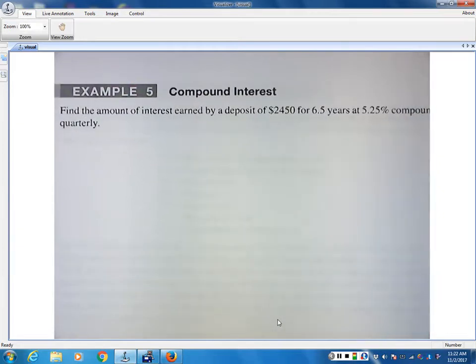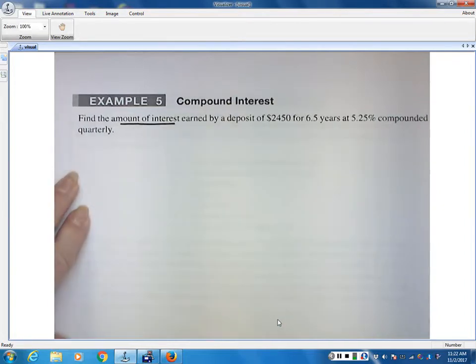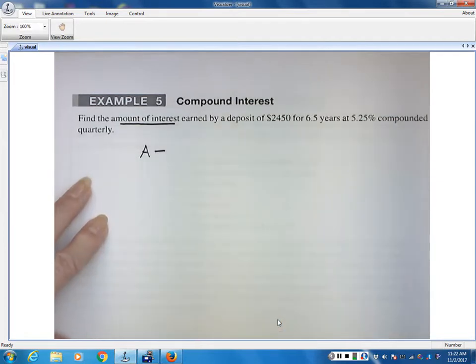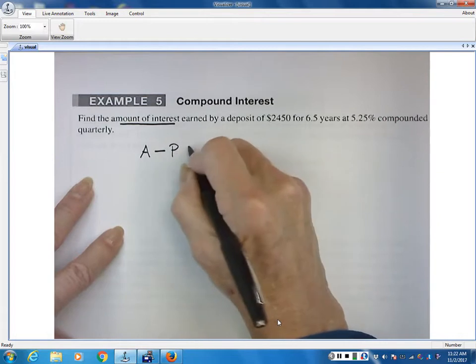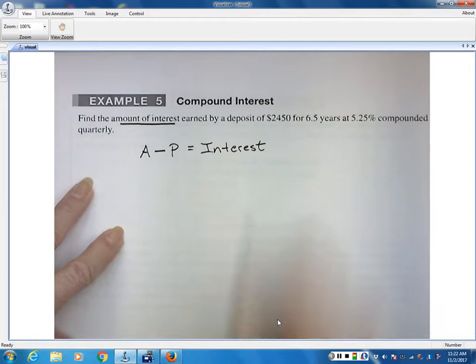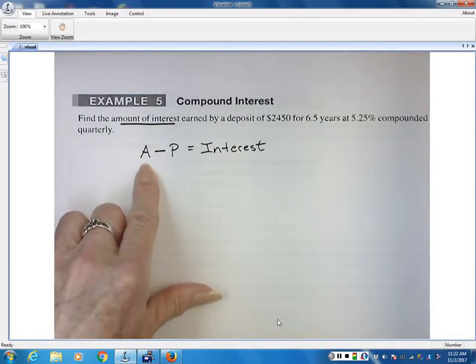This one says, find the amount of interest earned by a deposit of $2,450 for 6.5 years at 5.25% compounded quarterly. They only want the amount of interest. So ultimately, we're going to take the future value and subtract the present value. So even though it only asks for the amount of interest, we're still going to have to find the future value to be able to get that.